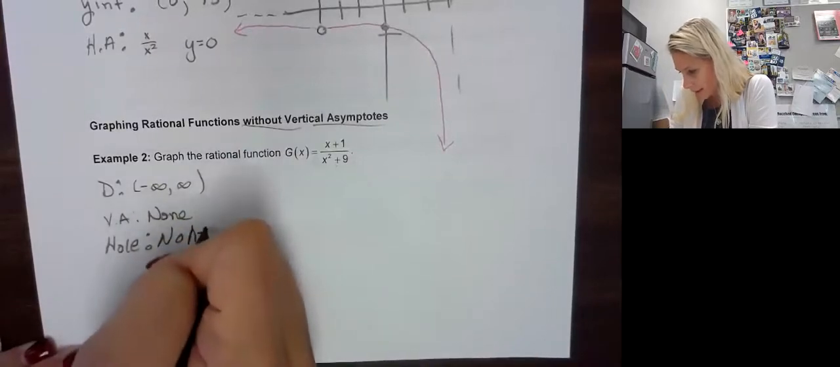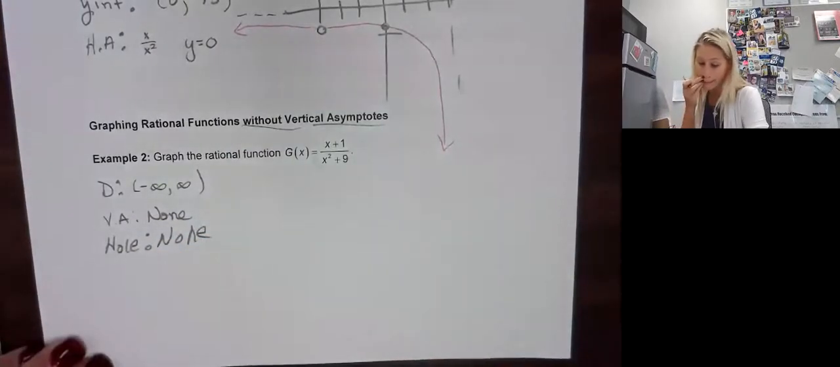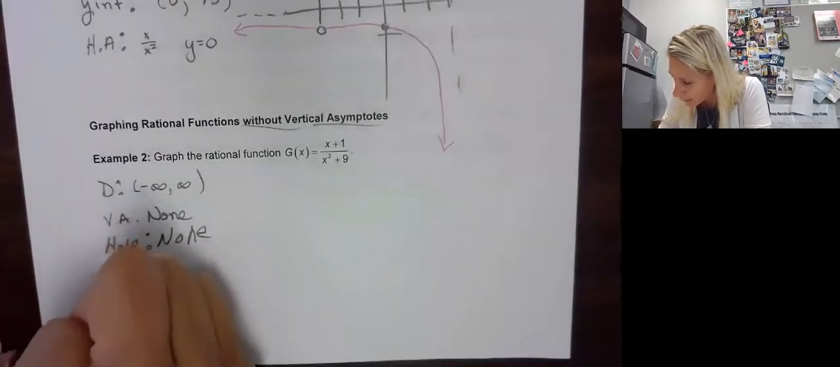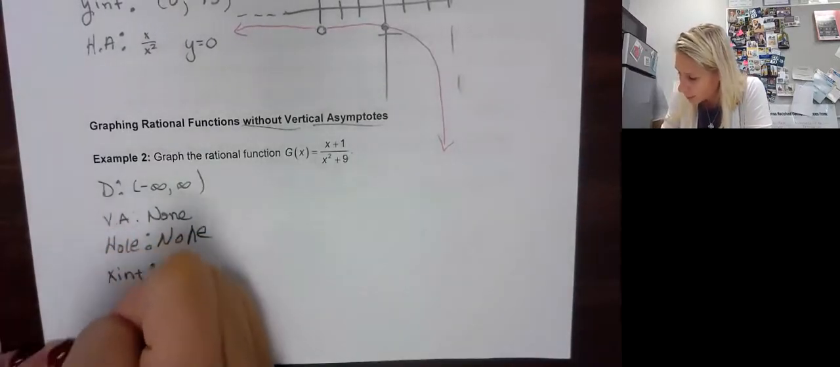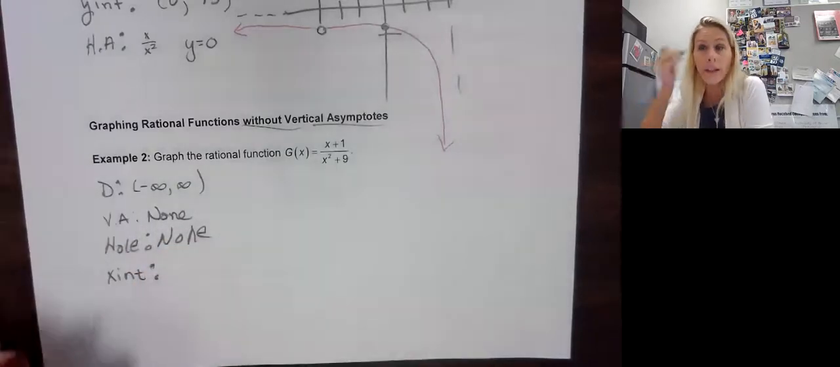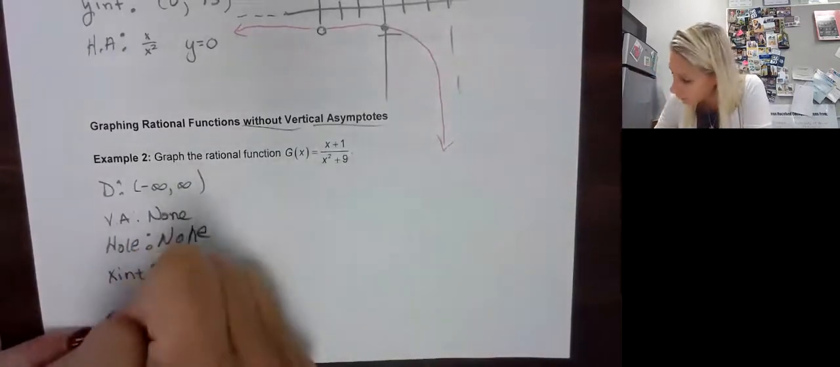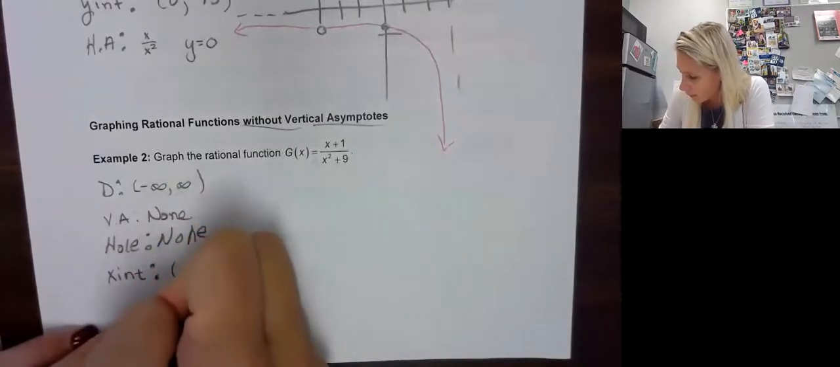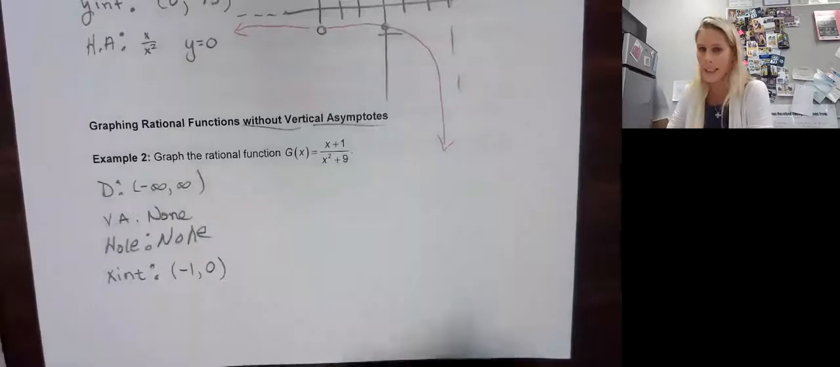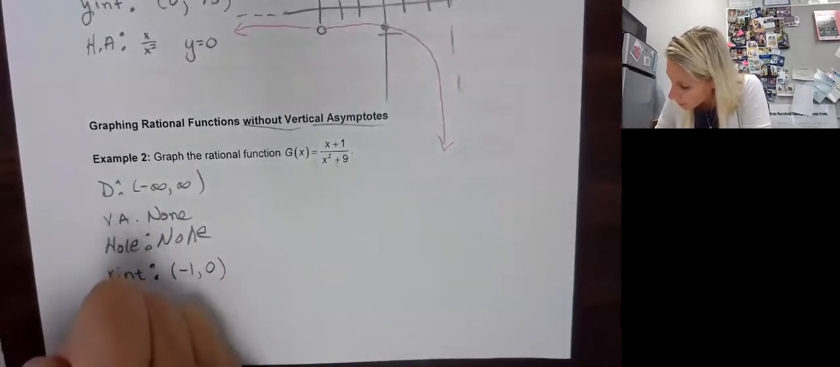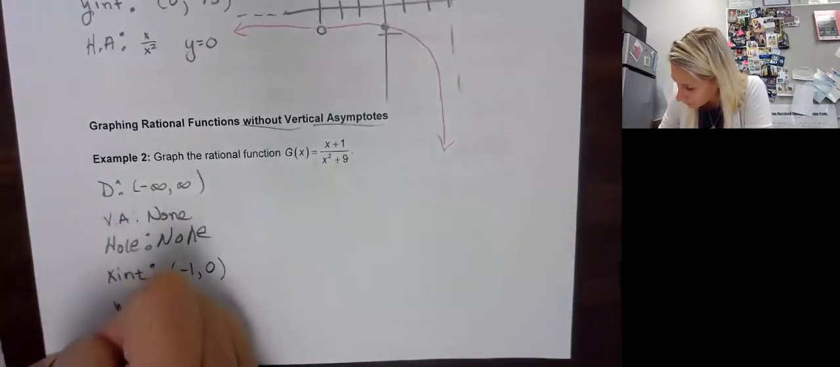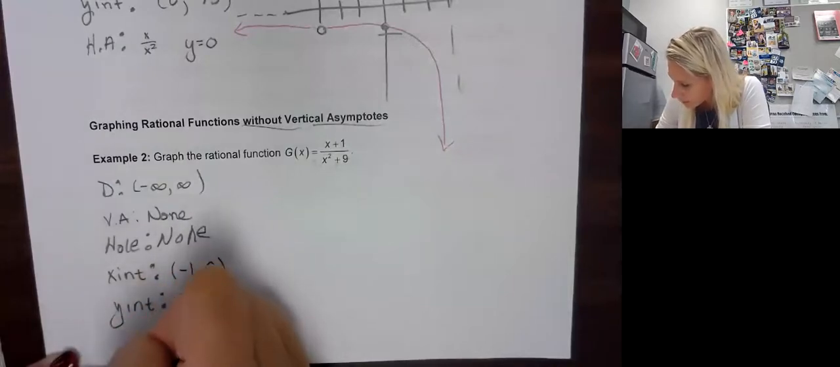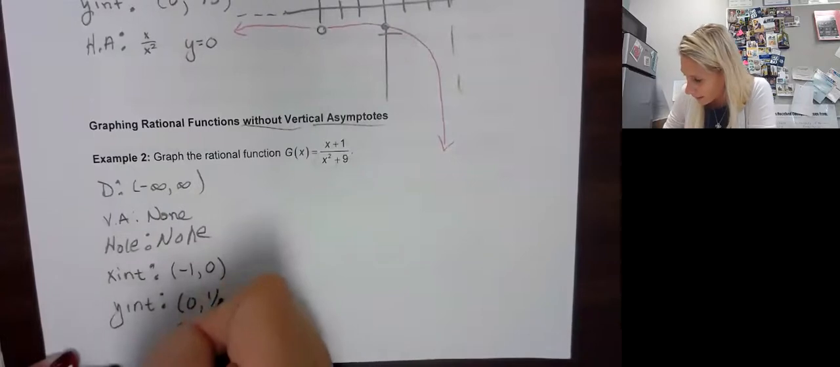Now I need to look at my x-intercept and my y-intercept. The x-intercept, of course, again, is where you set your numerator equal to 0 and solve. So the numerator equals 0 at negative 1. Of course, the y value to that is 0. The y-intercept, if we set our x's to 0, we get 1/9.